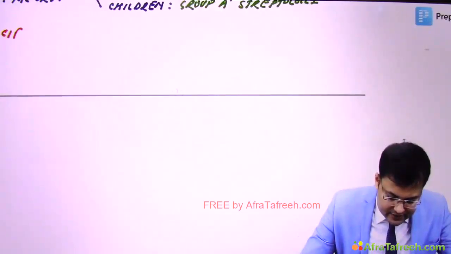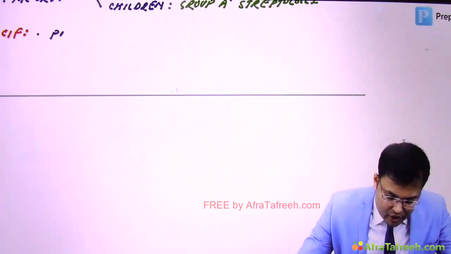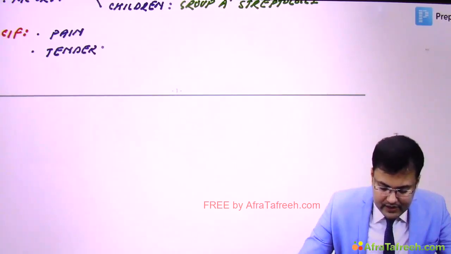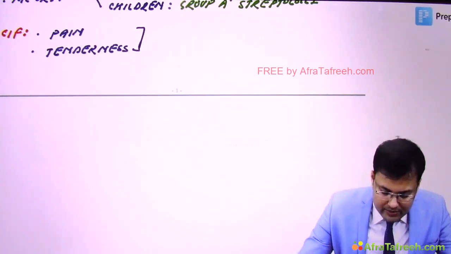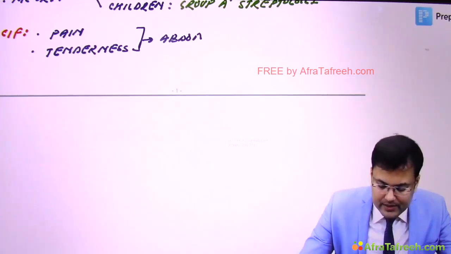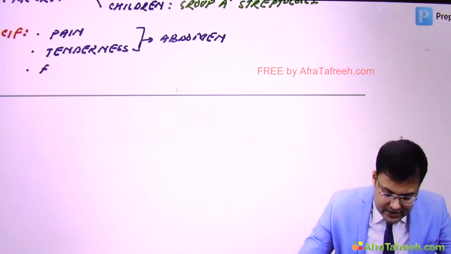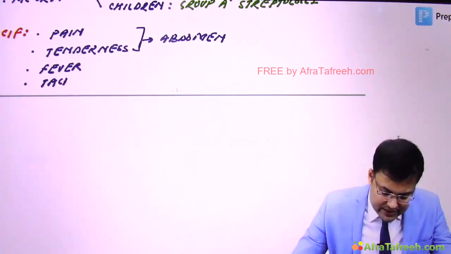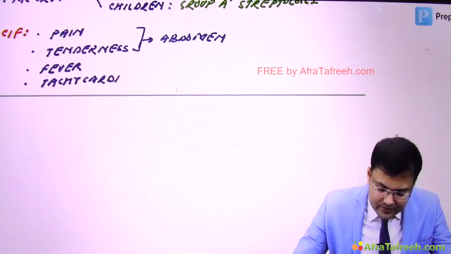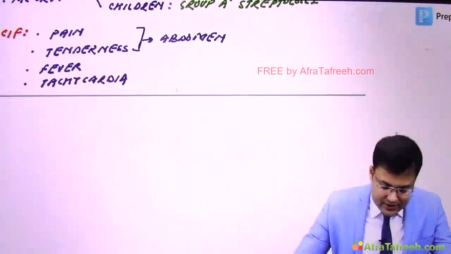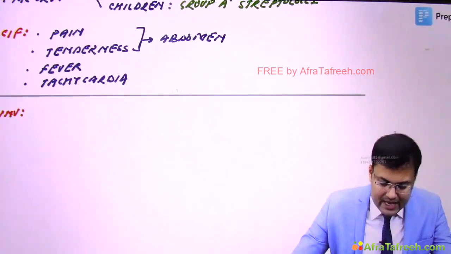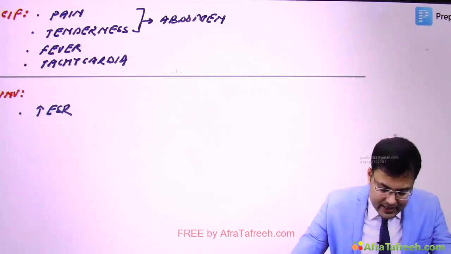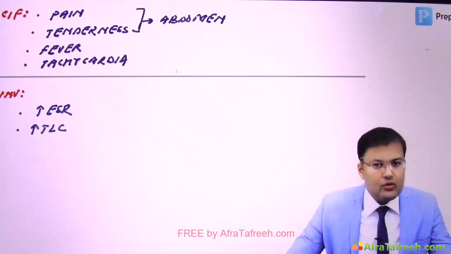So see the findings. First, the clinical features: pain and tenderness all over the abdomen. Simultaneously, there is fever with chills and rigor. What else? These patients have tachycardia on examination. Whenever we go for investigations, first laboratory investigations: there is raised ESR and raised TLC, total leukocyte count.